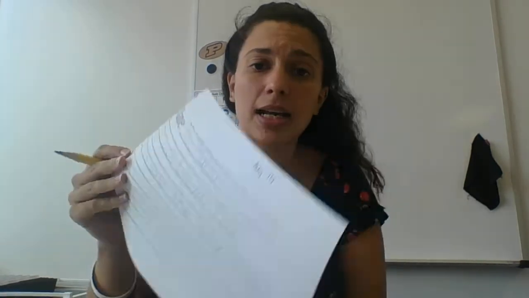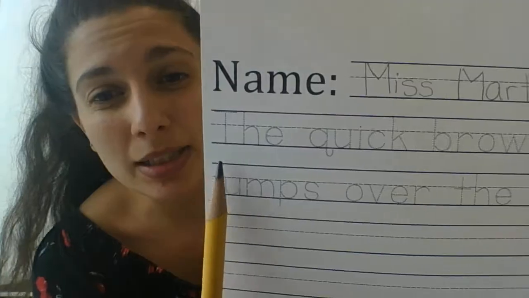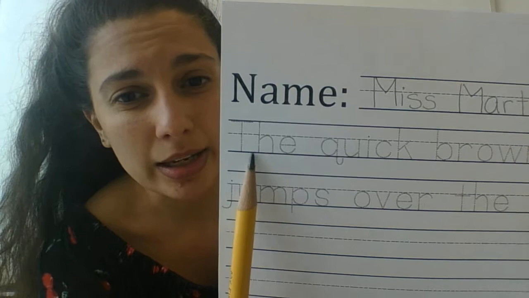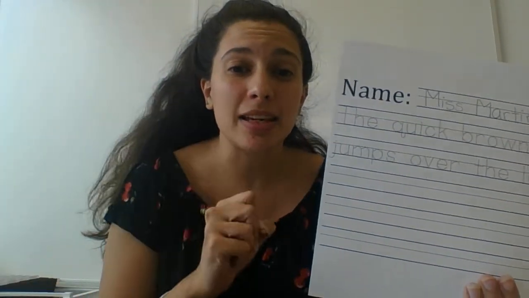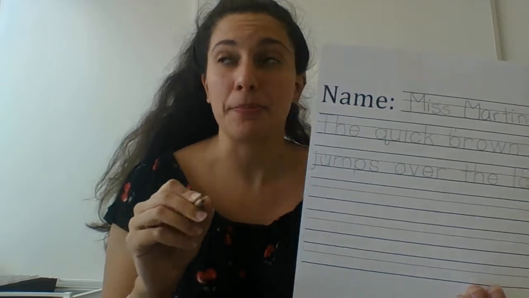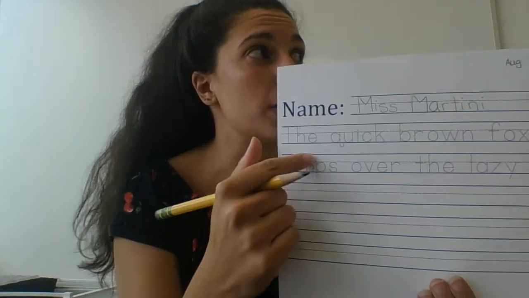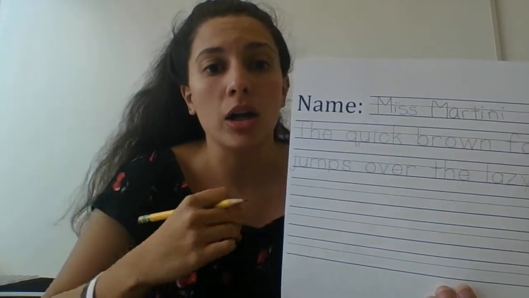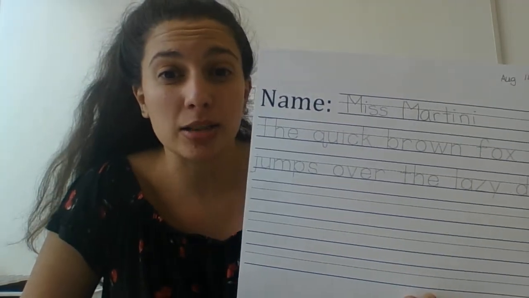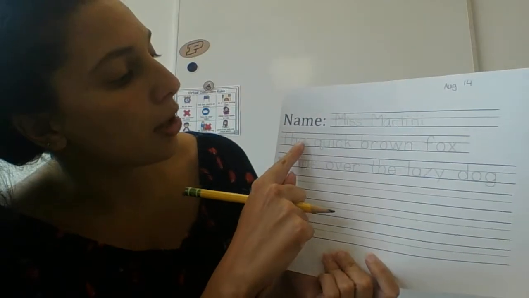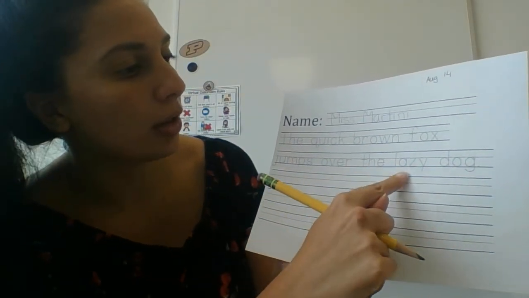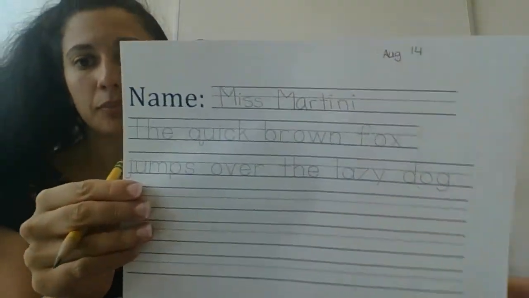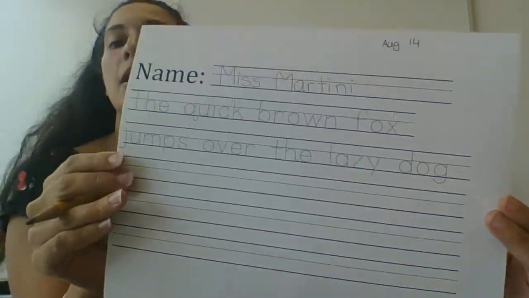Now the next thing it is asking you to do is, whenever we see these dotted lines that are making our letters and our words, it is asking us to trace them. You are going to be tracing all of these letters and these words. Our sentence says, the quick brown fox jumps over the lazy dog. So here we see our sentence.